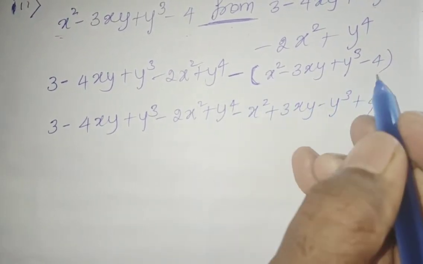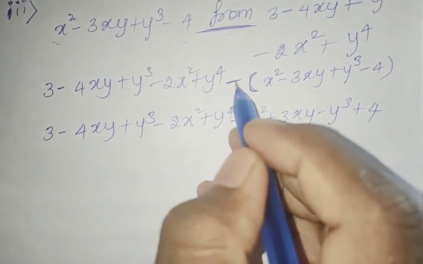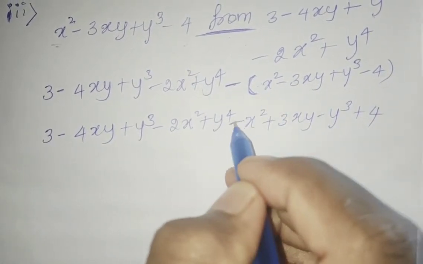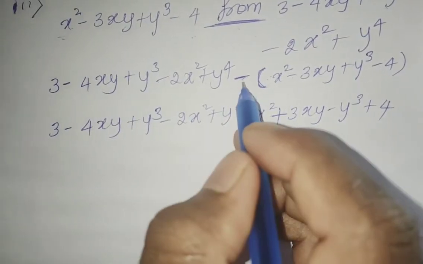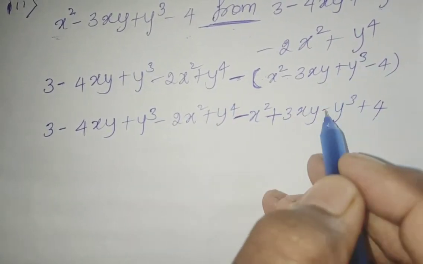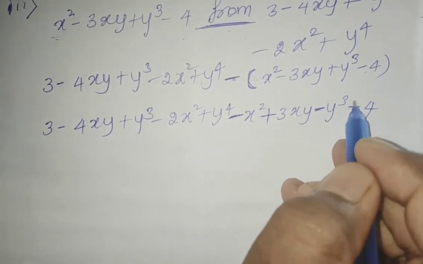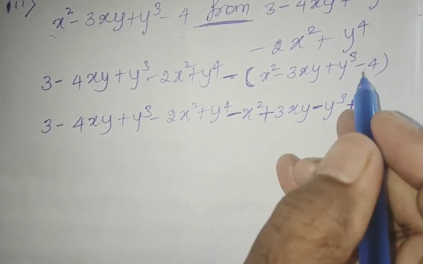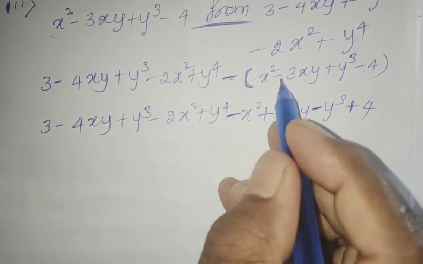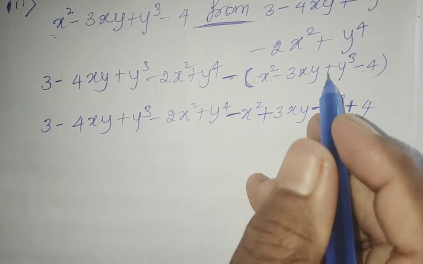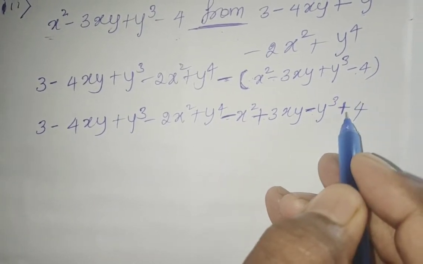While opening the bracket, remember, I multiplied this minus inside the bracket. Here minus into plus, minus. Then here minus into minus, plus. Then here again minus into plus, minus. Then minus into minus, plus. All signs inside the bracket will be changed to the opposite sign. Plus becomes minus, minus becomes plus, plus becomes minus, and here minus becomes plus.